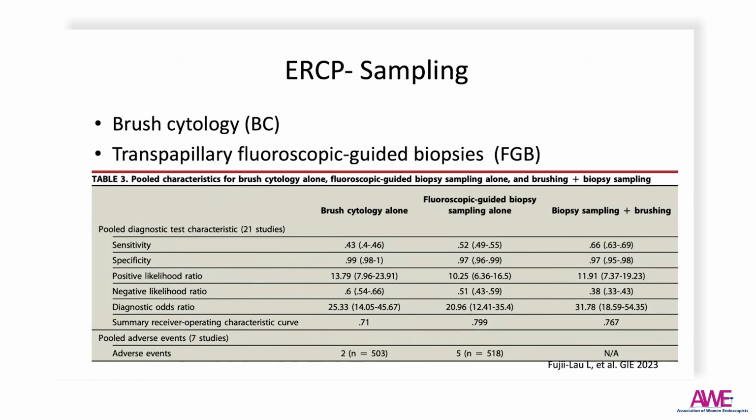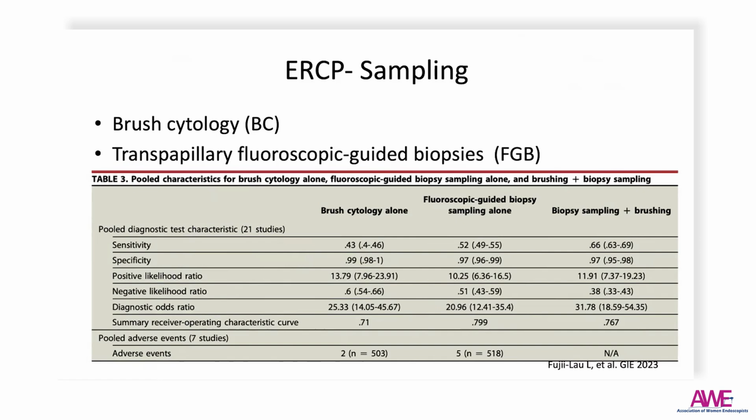In terms of ERCP and how it performs with regards to its sampling, there's two main sampling methods that we had traditionally looked at with ERCP, brush cytology and transpapillary fluoroscopic guided biopsies. That same publication looked at the diagnostic performances of both of those alone, and they sort of reflect what we've always known, which is that it's very poor diagnostics with only 40 to 50% sensitivity with either of those modalities.